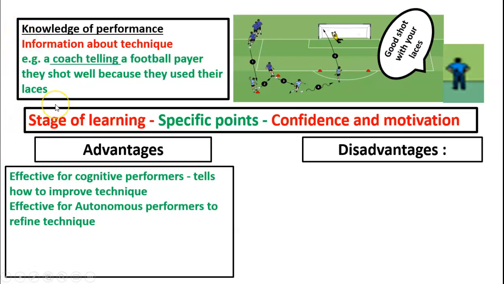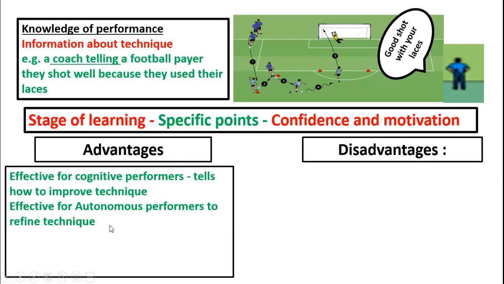Now that allows them to perform, rather than telling them they need to use their laces, an autonomous performer knows that, but it might be just something about hitting around the side of the ball. So this player here, if you tell them, just hit to the side of the ball so that you can curve it into that bottom corner, into the side netting. Now that's showing how knowledge of performance, or information about technique, can help autonomous performers refine their technique rather than improve it in the first place, or just understand how to perform the technique.